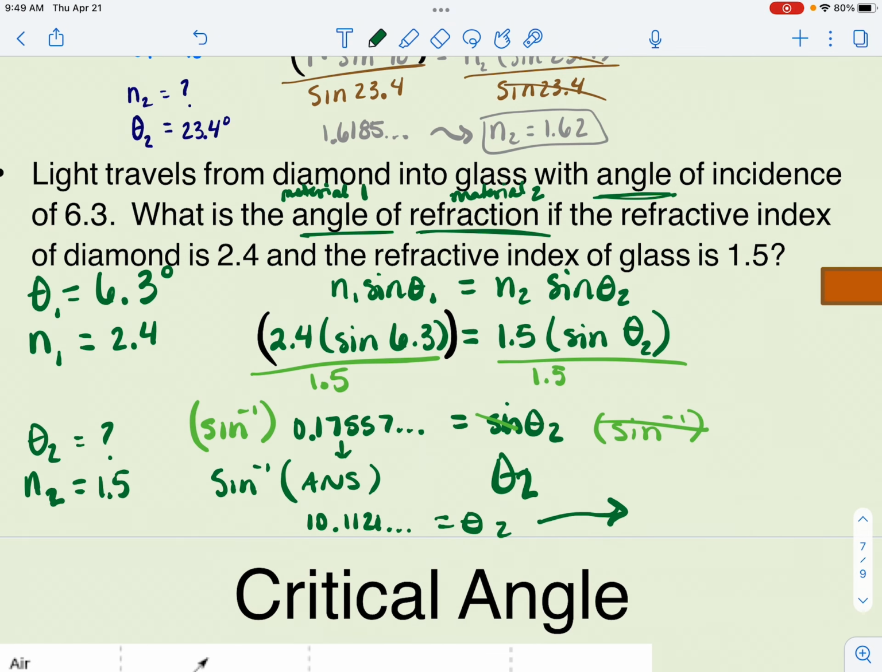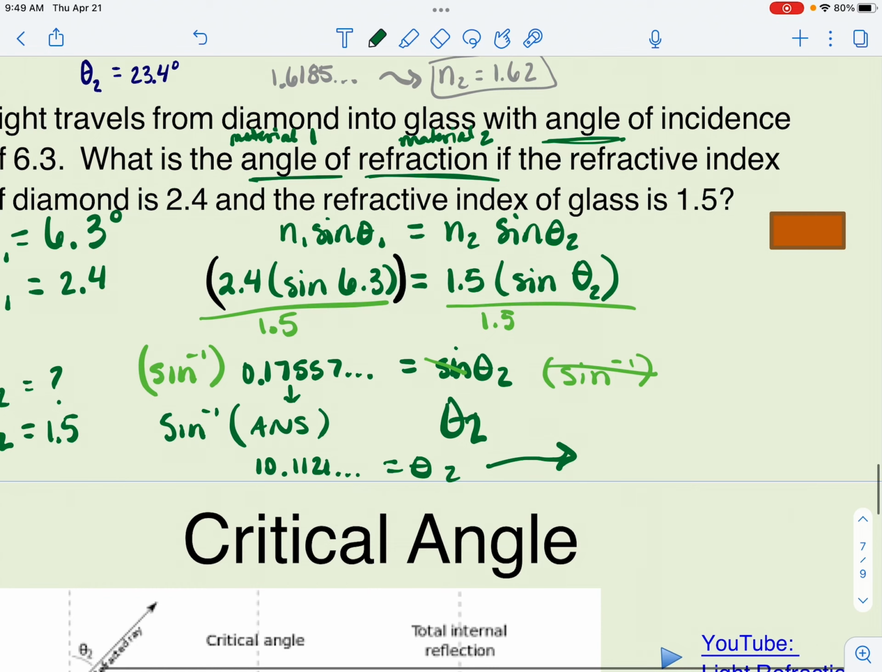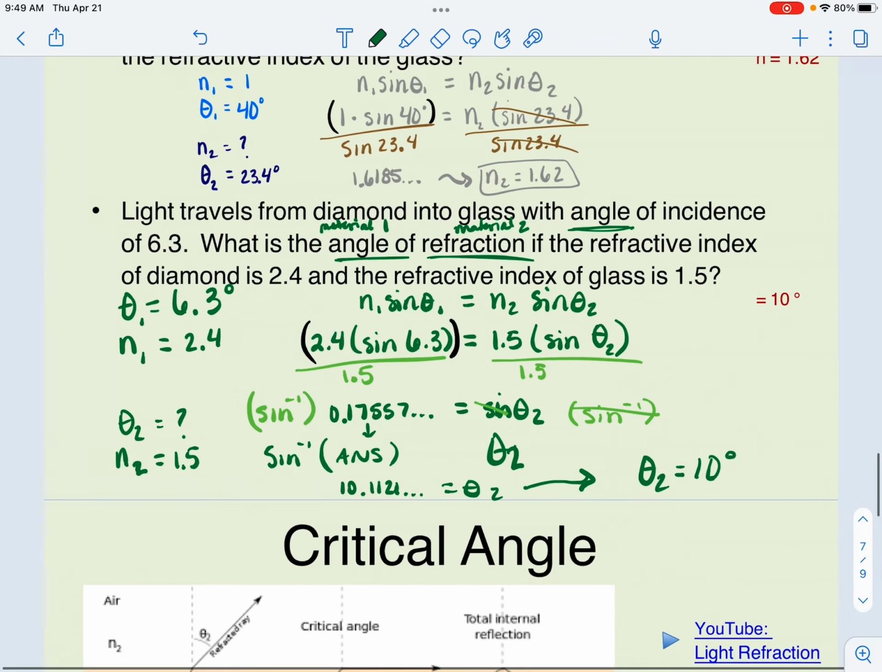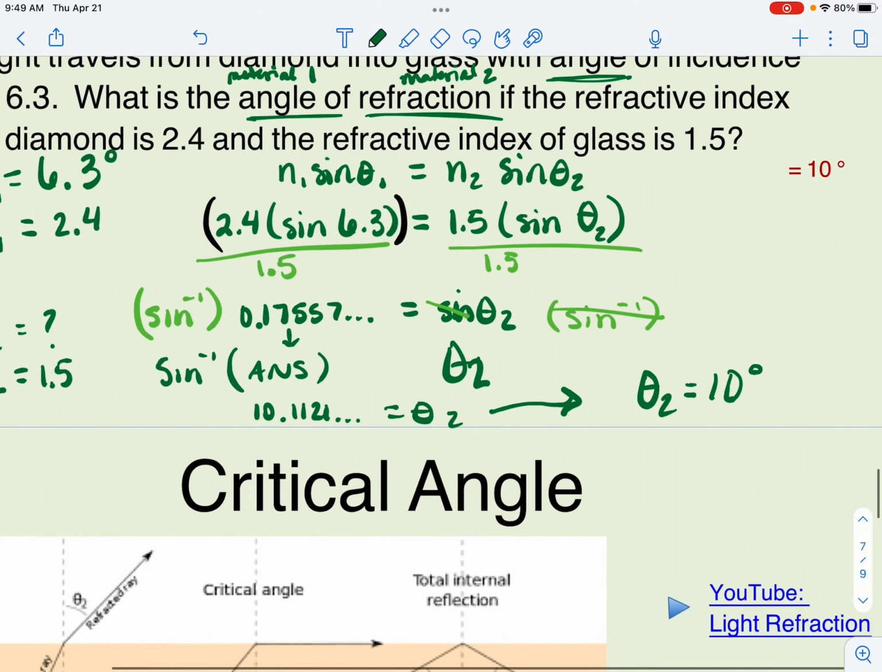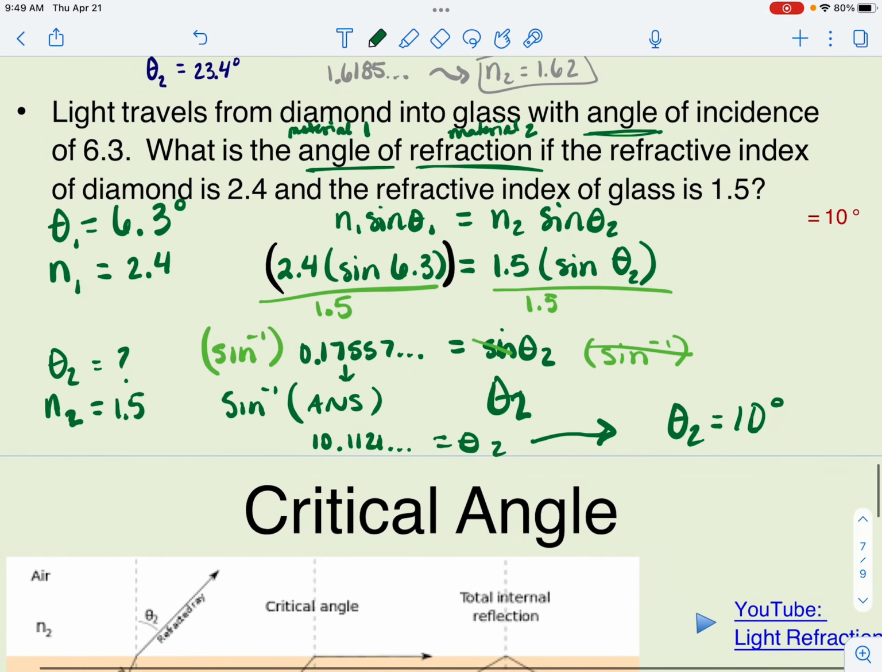So again, we're going to look at the number of sig figs. This time, there were only 2 sig figs. So my final answer is that theta 2 is going to be 10 degrees. And again, we're going to just let that end in a 0. That's just the way it rounded, and so you won't be penalized for that.